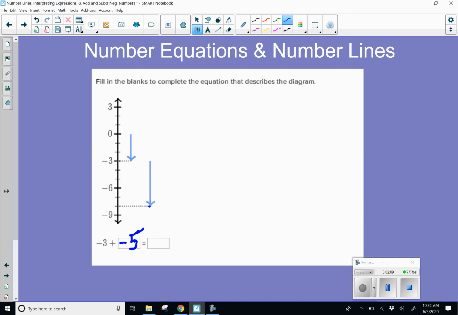And let's check to see where it ends. We can see that this point right here on our number line is negative 8. And then our last step is to check it. Is negative 3 plus negative 5 equal to negative 8? Yes, it is.